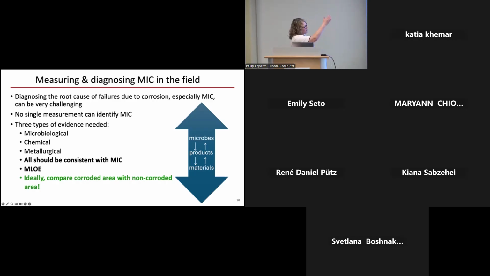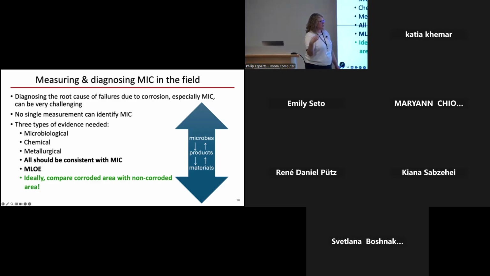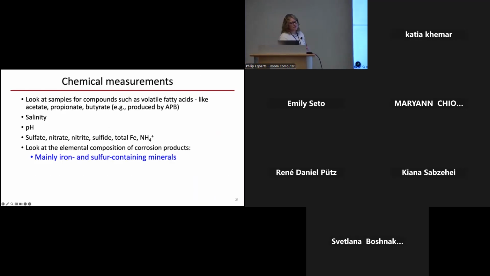And again, one of the reasons is that you have microbes in a system, they produce products, those products affect the materials. In turn, the materials might have some products associated with them. The media could have specific compositions that will then determine the microbial community. So there are all these interactions between the metal, the chemistry, and the microorganisms. So nothing's ever really straightforward.